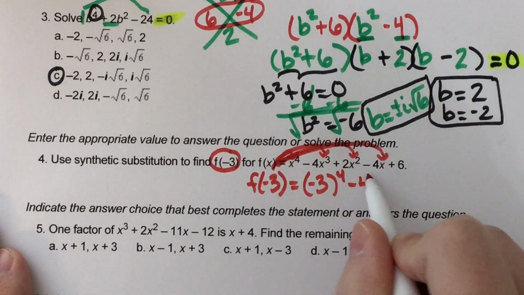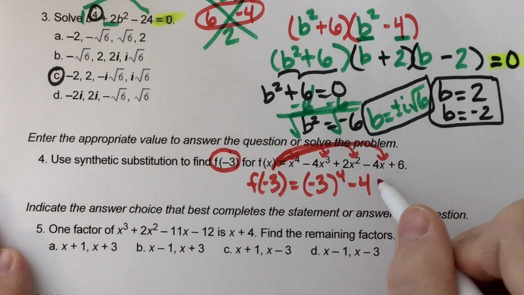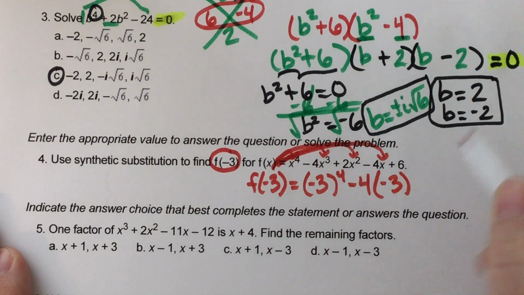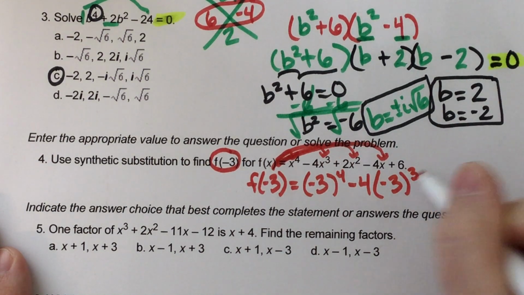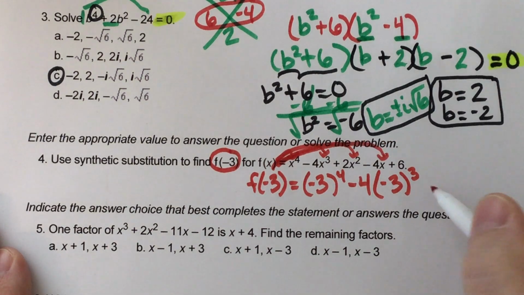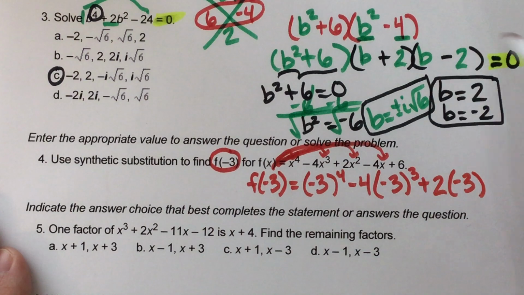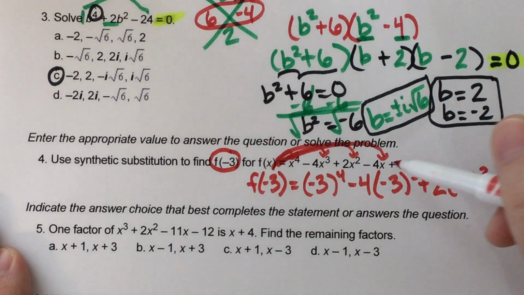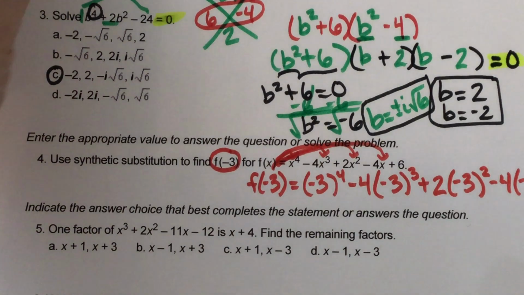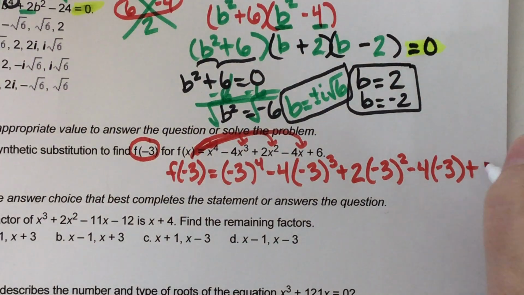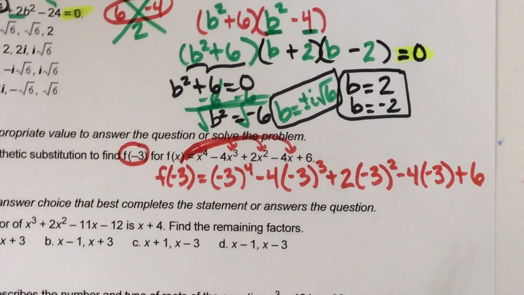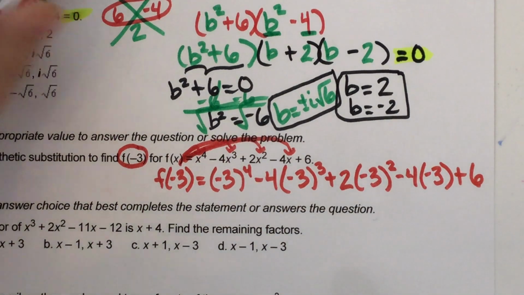Minus 4. Where that x is, I'll build parentheses. I'll put negative 3 in there. Raise it to the 3rd. Plus 2. Where that x is, I'll build parentheses. Put negative 3 in there. Raise it to the 2nd. Minus 4. Where that x is, I build parentheses, put negative 3 in there, and in the very back, plus 6. Okay, and I'm just going to type that whole stretch into my calculator right now.